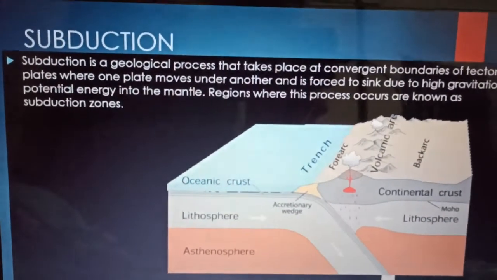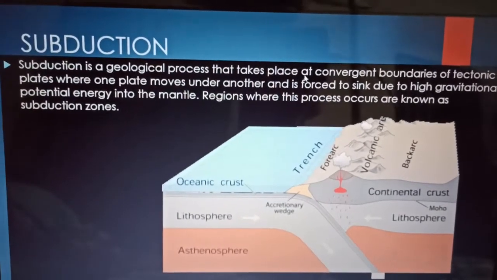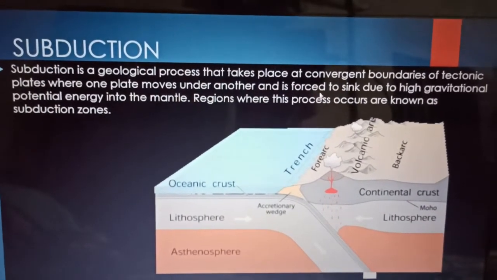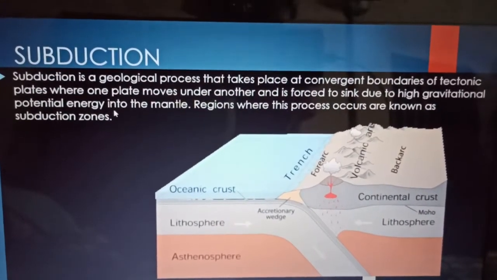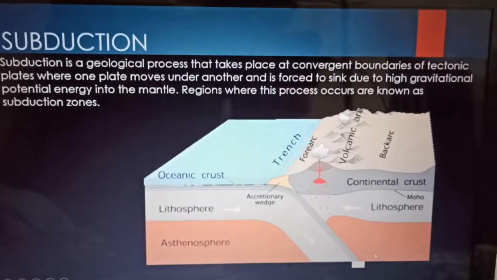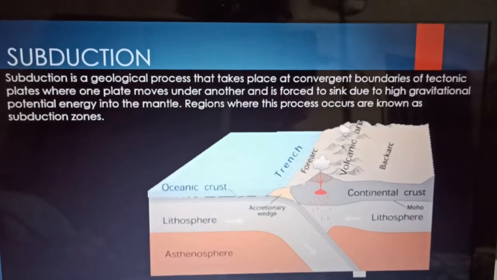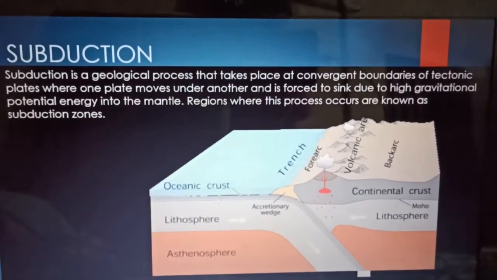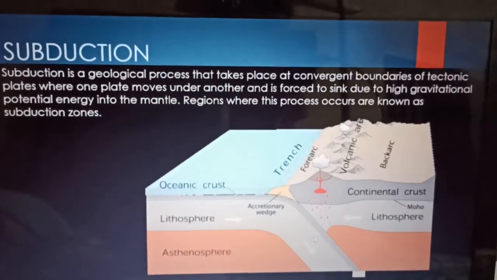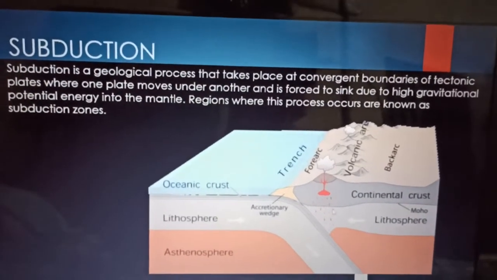The next is subduction. So what is subduction? Subduction is a geological process that takes place at the convergent boundary of tectonic plates where one plate moves under another and is forced to sink into the mantle due to high gravitational potential energy. The regions where this process occurs are known as subduction zones. In this picture you can see a convergent plate boundary, and one plate is moving under another plate and is forced to sink deeper inside the mantle. This region we call the subduction zone.